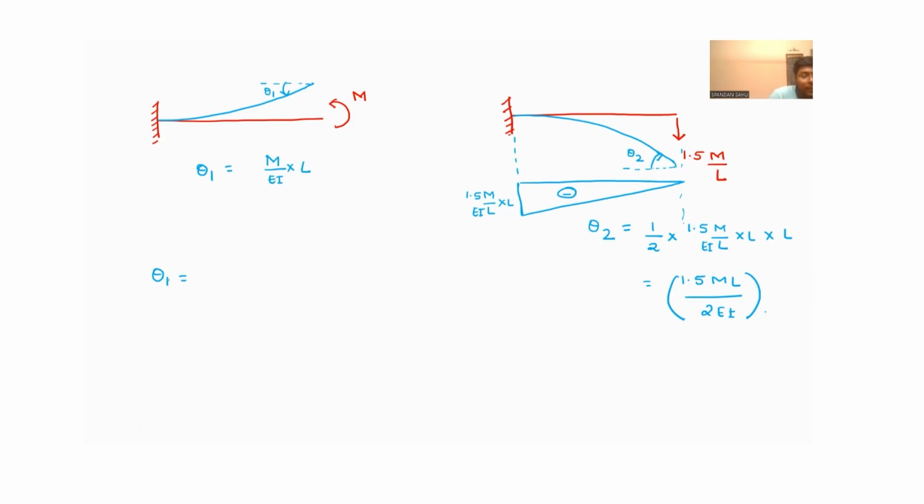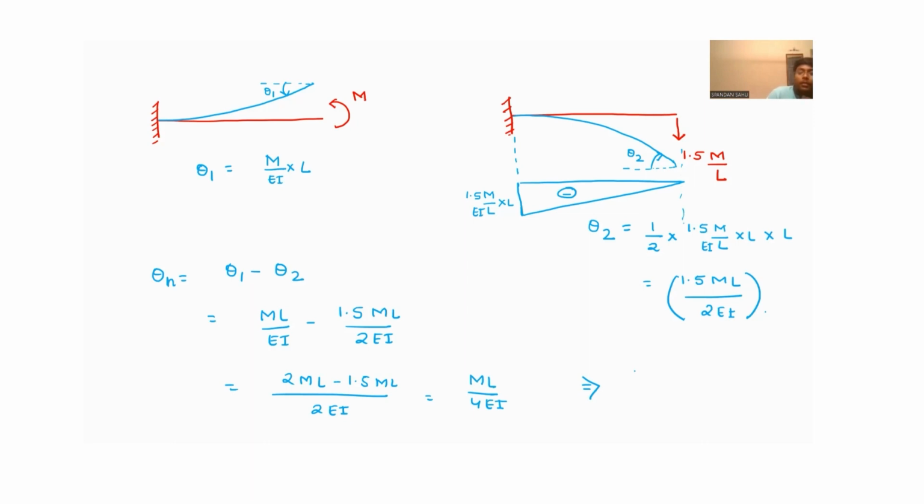So theta net will be equal to theta 1 minus theta 2. So you calculate ml upon EI minus 1.5 ml upon 2 EI. So take LCM: 2 ml minus 1.5 ml. So how much are we getting? ml by 4 EI.